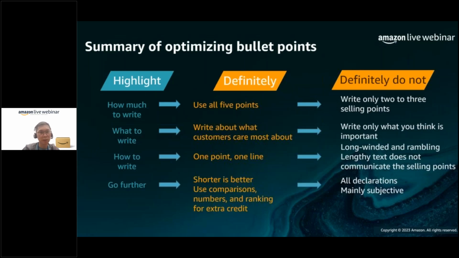So if you did not catch most of the parts, just remember the summary of this. Think about how much to write, what to write, how you can write, and then go further by doing optimizations. And of course, some of my past webinars also talk about how you can do A/B testing, or test out your different copy and different A+ content to see which one actually brings in more traffic and more conversion as well.